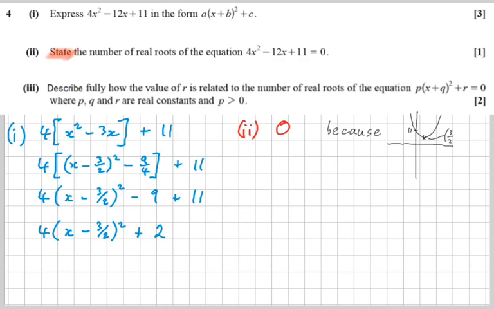And if you plot the graph, you can use the fact that we've got this in completed square form to say that the minimum will be at 3 over 2, 2. That's here. You can see that it's got no roots, it doesn't touch the x-axis.